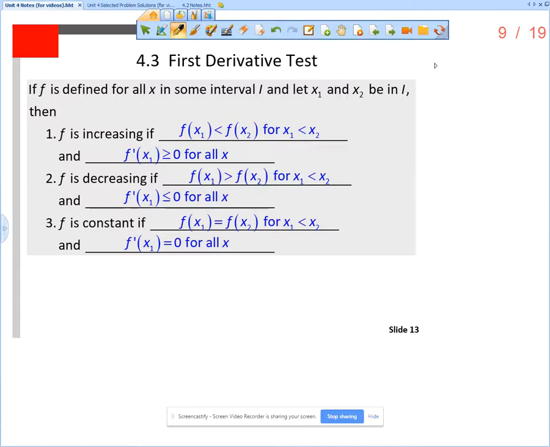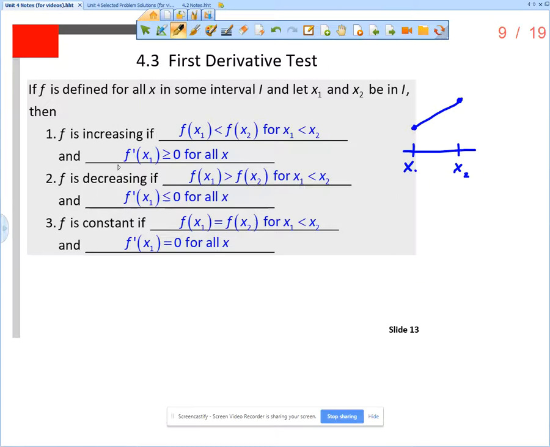All right, so if f is defined for all x in some interval I, and let x1 and x2 be in I, then f is increasing if f of x sub 1 is less than f of x sub 2 for x sub 1 less than x sub 2. So all we're saying here is that if I'm moving from left to right, so here's x1 and here's x2, f of x sub 1 is less than f of x sub 2. So in other words, f is increasing, right?